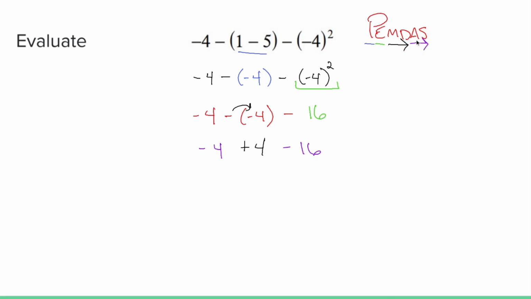It doesn't mean add first, it means add, subtract, left to right. So all we have is adding or subtracting. So we're going to do -4 plus 4, which is 0, drop down the -16, and 0 minus 16, believe it or not, is -16. So that's our PEMDAS problem. Lots of fun.